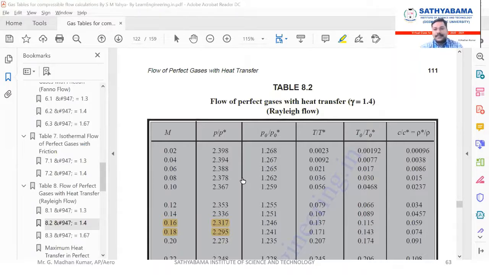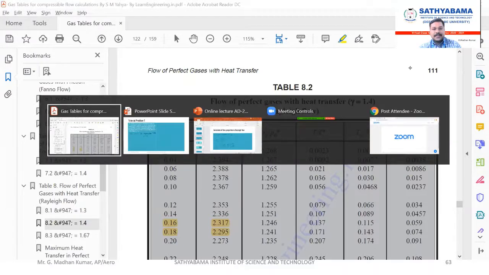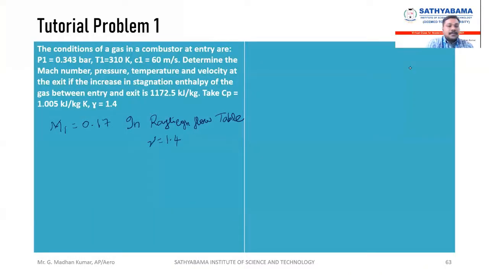You have to write all the terms here. That is P by P star, P naught by P naught star, T by T star, T naught by T naught star. Okay. And then finally C by C star. You have to write all the values of this Rayleigh flow table. No problem. So the answer is, yeah, very good, 2.306. So 2.306 is P by P star. And similarly, P naught by P naught star is there.